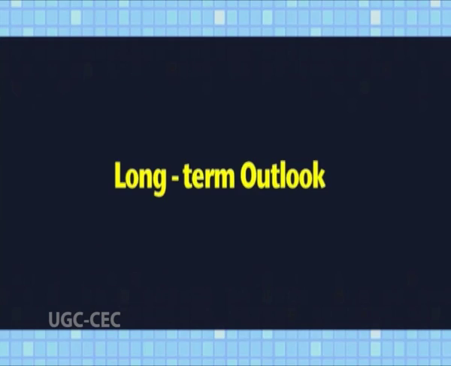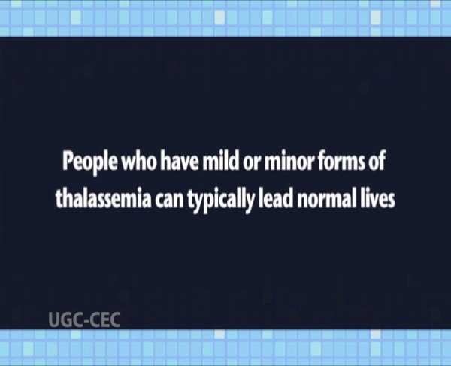Now lastly, what is the long-term outlook? If you have thalassemia, your outlook depends on the type of the disease. People who have mild or minor forms of thalassemia can typically lead normal lives. Different forms of thalassemia can range from severe to mild. In severe cases, heart failure is a danger.